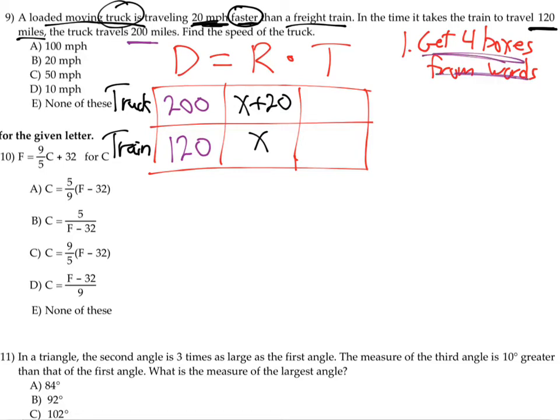So notice we have 4 boxes. That was step number 1. Get 4 boxes from the words. Check. Got it. Got our 4 boxes. Step number 2. Other 2 boxes from the relationship distance equals rate times time. Remember, those letters up there aren't just decoration. Right? They're defining a relationship. Distance is equal to rate times time. So, okay. So, how do I get those other 2?